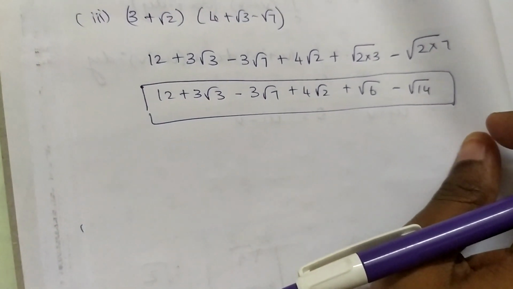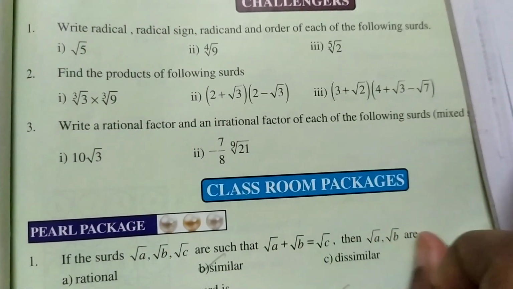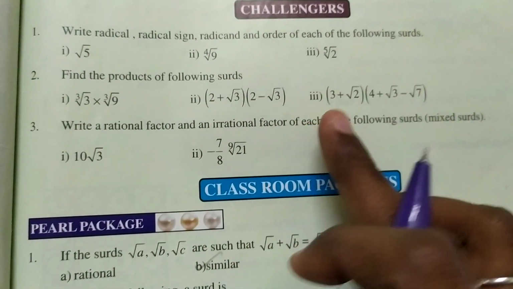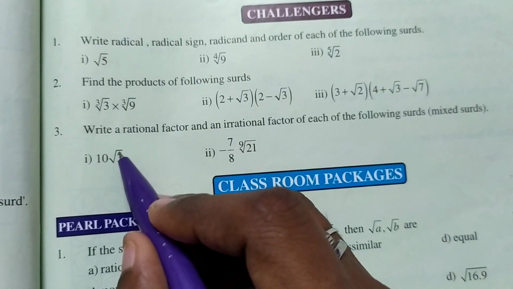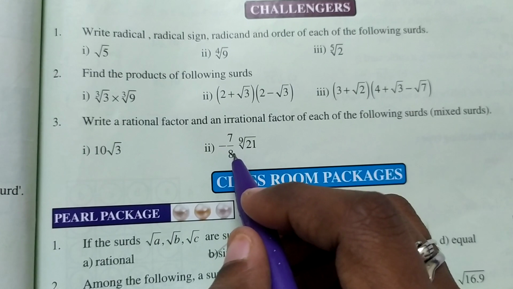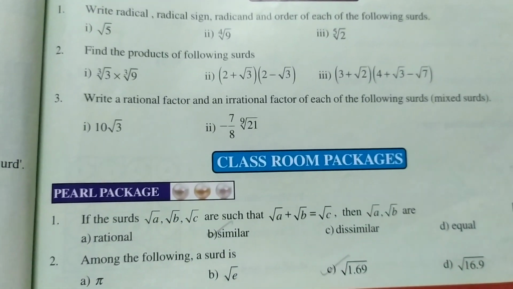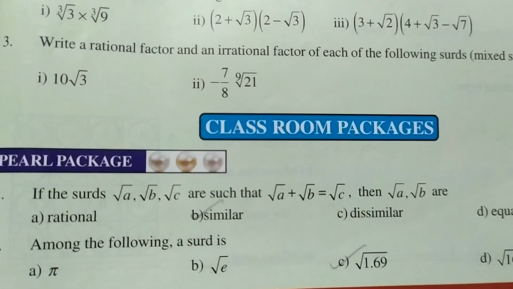For this problem, we are asked to find the rational factor and irrational factor. So this is the rational factor and root 3 is the irrational factor. Here the rational factor is minus 7 by 8 and the irrational factor is 9th root of 21. Okay. Then we are going to see some one-word questions.